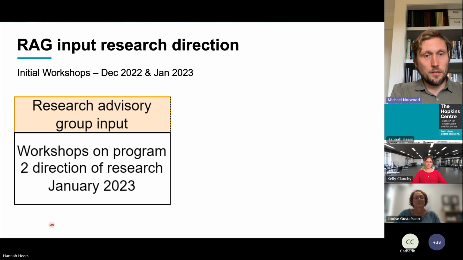Like I said, the research advisory group is one of the key points I'm going to make: this was the foundation of the co-design in this work. We created this research advisory group with three people with lived experience of brain injury, who we already had a strong relationship with through the Hopkins Centre. Then we met with them to discuss the research direction at the beginning of our funding round. We discussed the direction of the research for Programme 2 at the Hopkins Centre. We had a specific aim of looking at the concept of cognitive accessibility in the home environment.